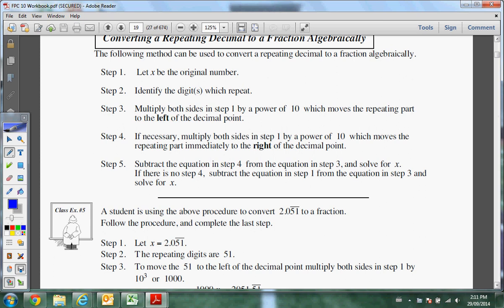Okay, step 2, identify the digits which repeat. Step 3, multiply both sides in step 1 by a power of 10, which moves the repeating part to the left of the decimal point. Step 4, if necessary, multiply both sides in step 1 by a power of 10, which moves the repeating part to the immediate right of the decimal point. Step 5, subtract the equation in 4 from the equation in 3, and it'll get you your answer for x.